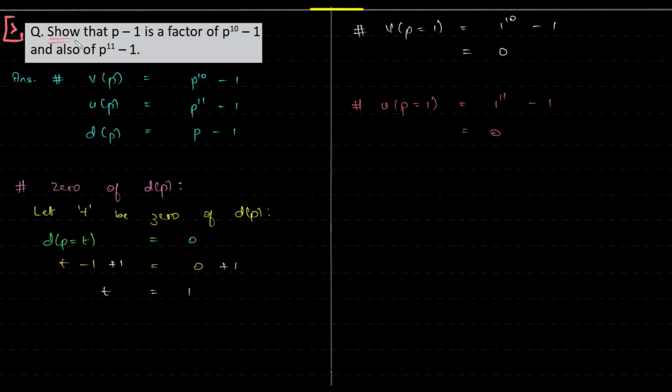See, the question is "show that". By default, the output has to be 0, because they're telling us it is so, you just have to show it. Show it, not figure it out. So now we got this output to be 0. So what? As per the factor theorem, d of p is a factor of v of p and u of p. That is your answer.